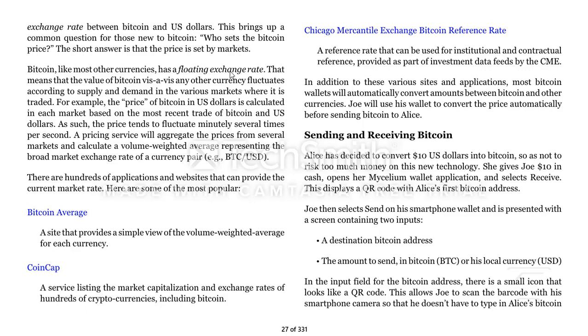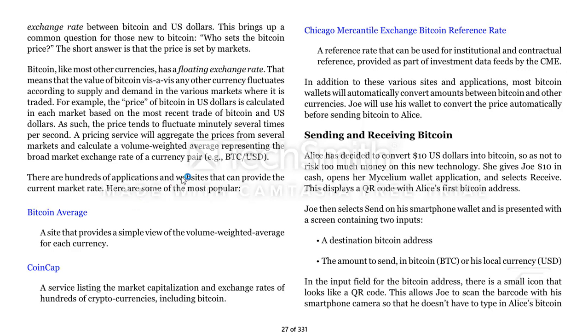That means that the value of Bitcoin vis-a-vis any other currency fluctuates according to supply and demand in the various markets where it is traded. For example, the price of Bitcoin in US dollars is calculated in each market based on the most recent trade of Bitcoin and US dollars. As such, the price tends to fluctuate minutely several times per second. A pricing service will aggregate the prices from several markets and calculate a volume-weighted average representing the broad market exchange rate of a currency pair, e.g., BTC/USD.